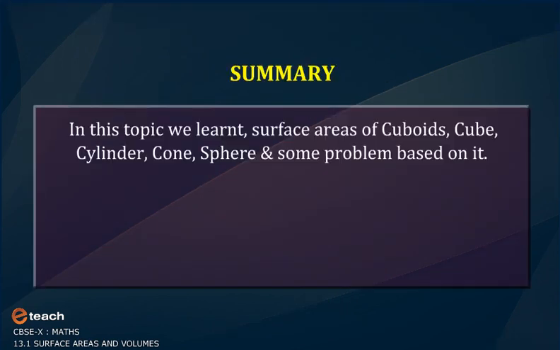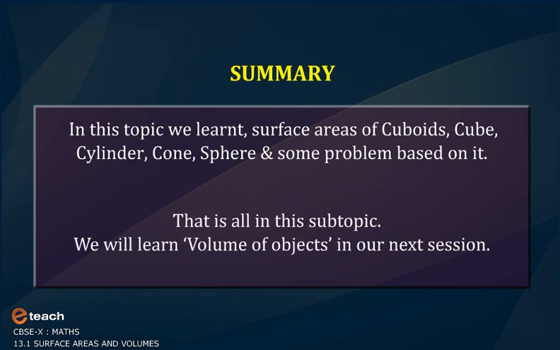Summary. In this chapter, we learned surface areas of cuboid, cube, cylinder, cone, sphere and some problems based on it. So that is all in this subtopic. We will learn volume of objects in our next session.